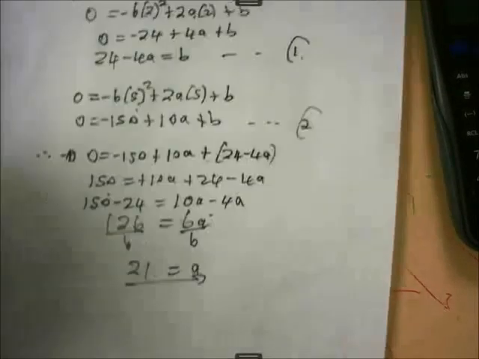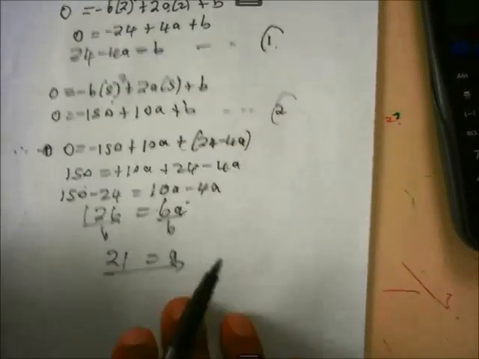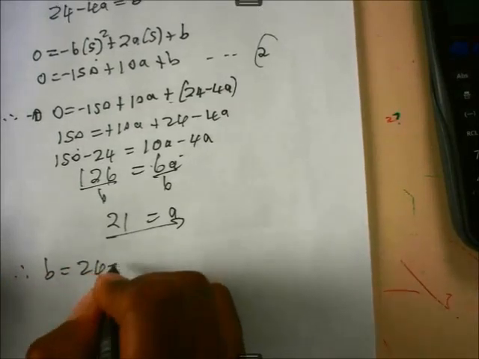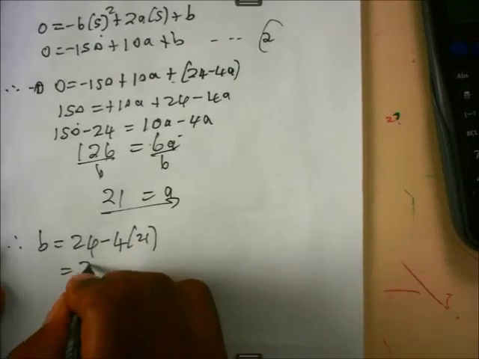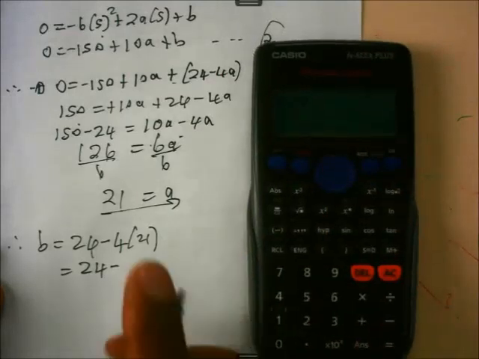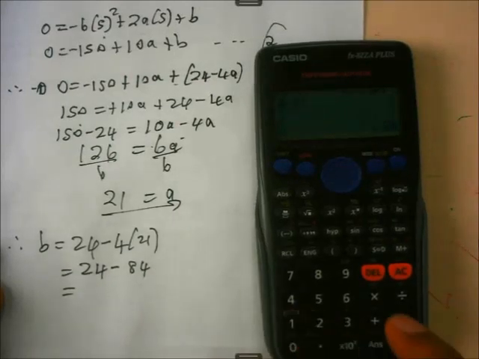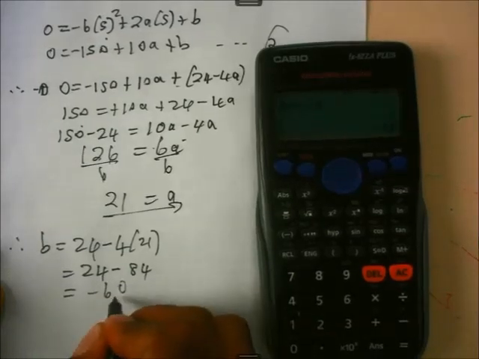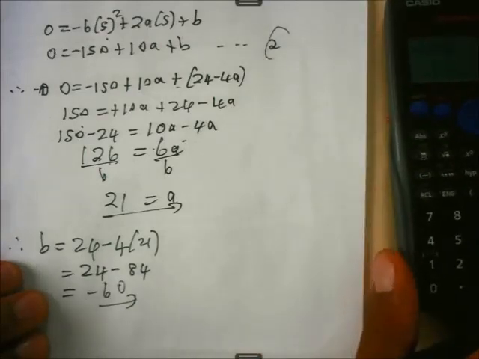Now how do we get the value of b? Of course, we can just substitute a in one of the two equations. Let me take the first equation to say we know that b is equal to 24 minus 4 multiplied by 21, right? Of course, we are going to have 24 minus 4 times 21. 4 times 21 will be 84. Of course, now from this one, when you take 24, then you subtract 84, your answer is minus 60.